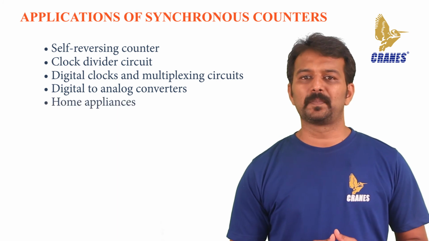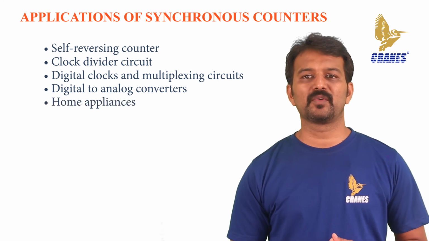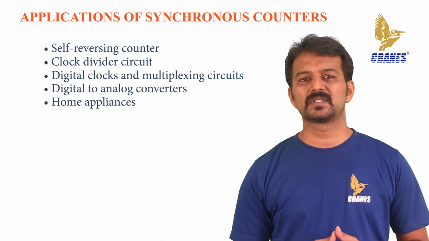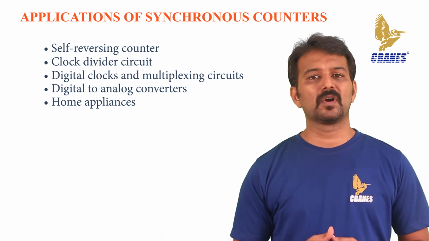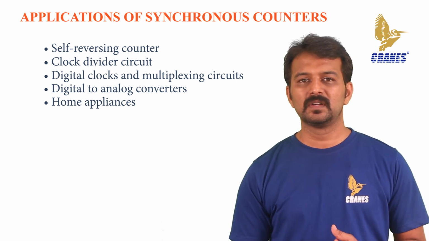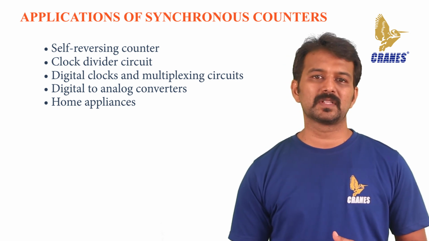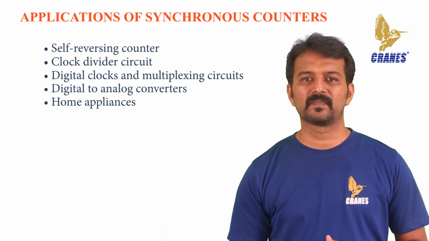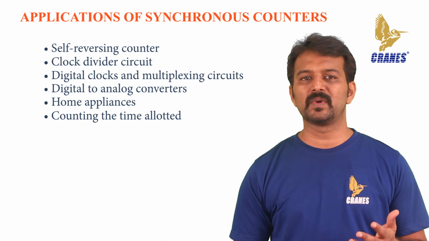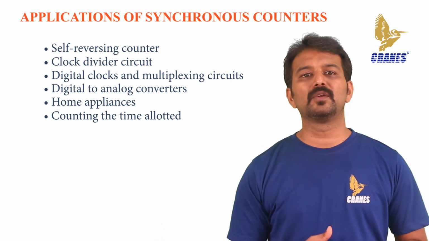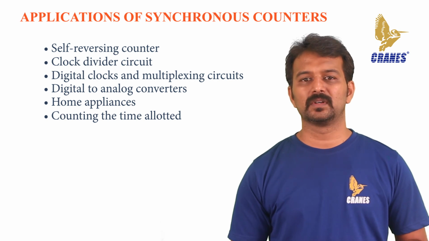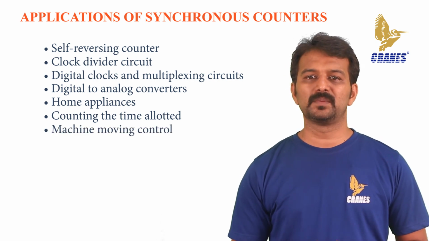Commonly used in home appliances like washing machines, microwave ovens, time schedule LED indicators, keyboard controllers, etc. Alarm clocks, setting AC timers, setting the timer in a camera to take the picture, flashing light indicators in automobiles, car parking controls, counting the time allocated for a special process or event by the scheduler. The parallel load feature can be used to preset the counter for some initial count. They are also used in machine moving control.